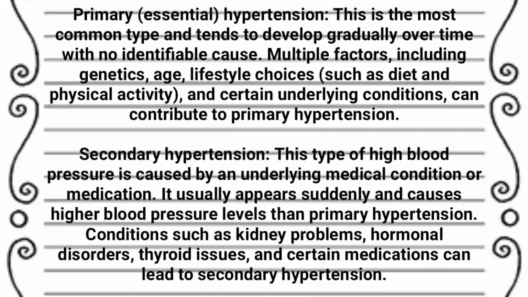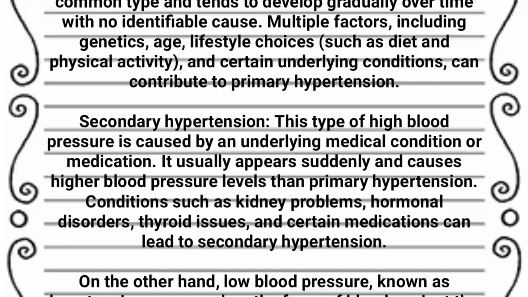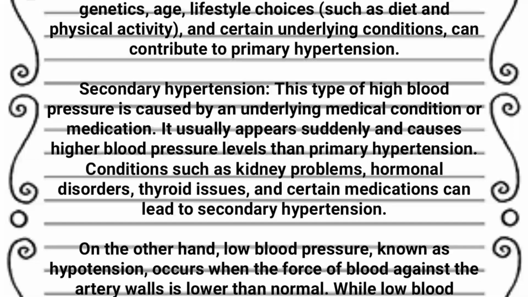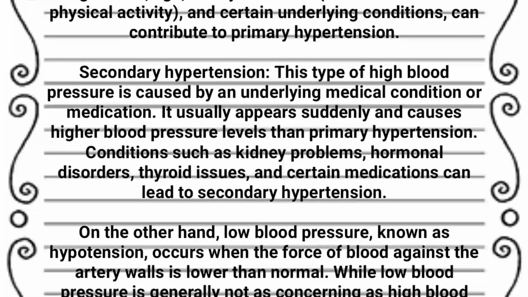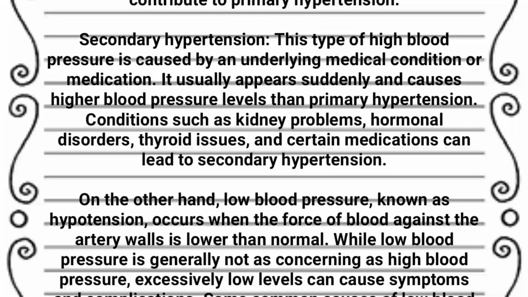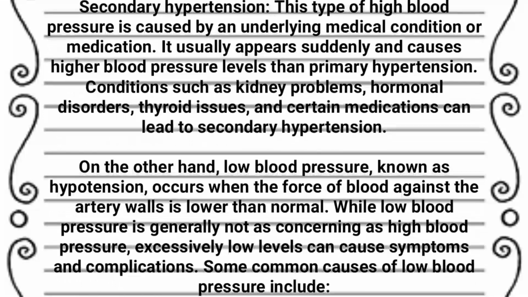Secondary hypertension. This type of high blood pressure is caused by an underlying medical condition or medication. It usually appears suddenly and causes higher blood pressure levels than primary hypertension. Conditions such as kidney problems, hormonal disorders, thyroid issues, and certain medications can lead to secondary hypertension.